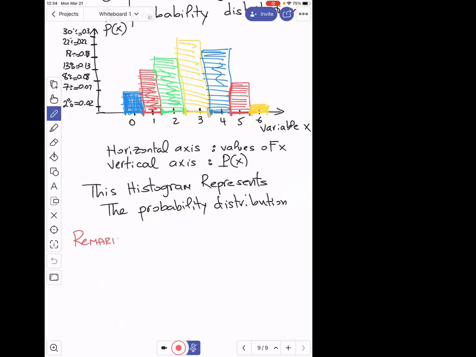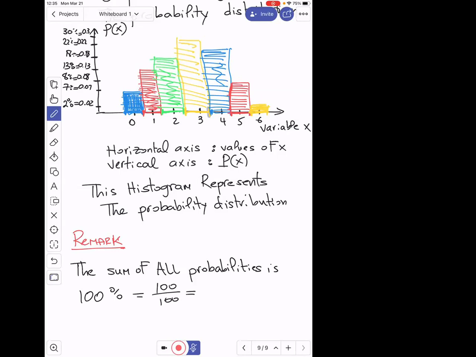Remark. So the sum of all probabilities is 100%, which is of course 100 over 100%. It's like division by 100. So that's equal to 1.